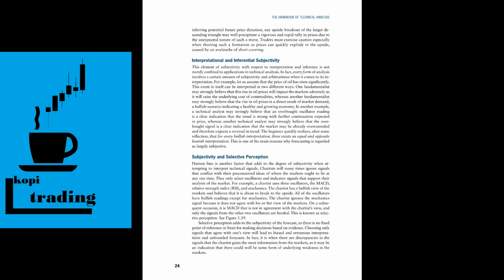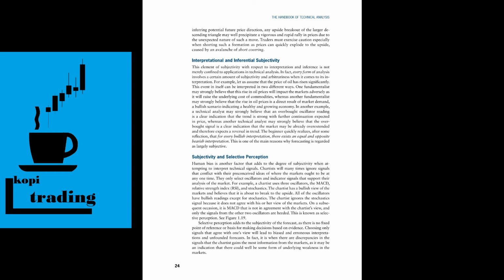In another example, a technical analyst may strongly believe that an overbought oscillator reading is a clear indication that the trend is strong with further continuation expected in price, whereas another technical analyst may strongly believe that the overbought signal is a clear indication that the market may be already overextended, and therefore expects a reversal in trend. The beginner quickly realizes, after some reflection, that for every bullish interpretation, there exists an equal and opposite bearish interpretation. This is one of the main reasons why forecasting is regarded as largely subjective.